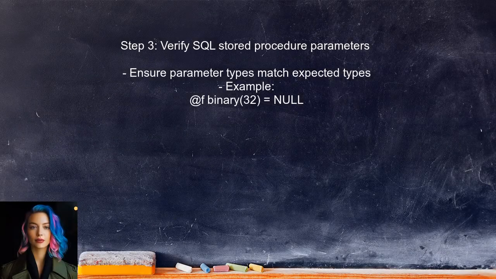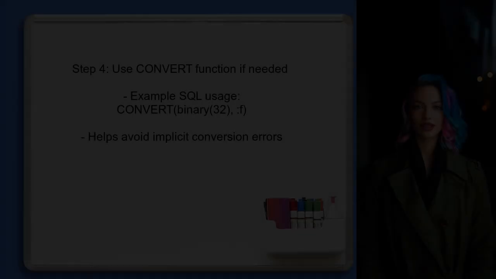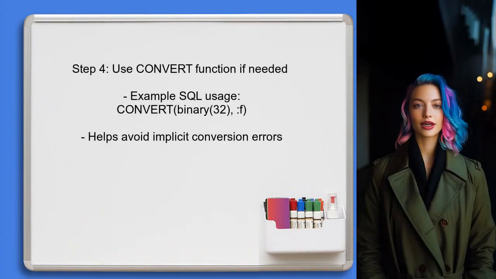Additionally, the user should verify that the SQL stored procedure is set up to accept the binary data correctly. This means checking that the parameter types in the stored procedure match the expected types. Finally, if the user continues to encounter issues, they may want to consider using the convert function in their SQL query to explicitly convert the data type as needed.